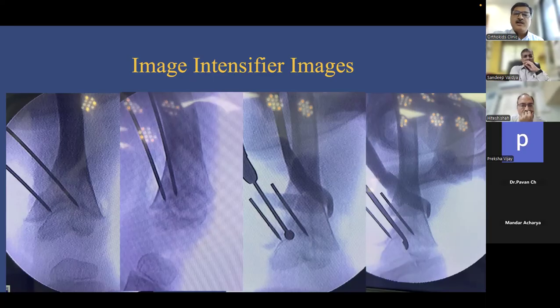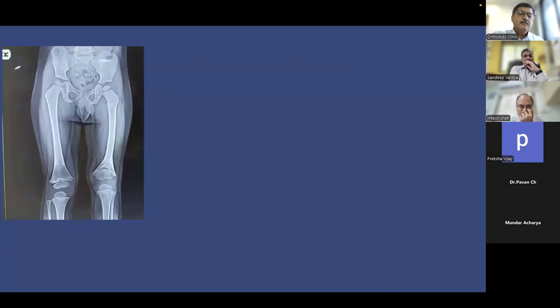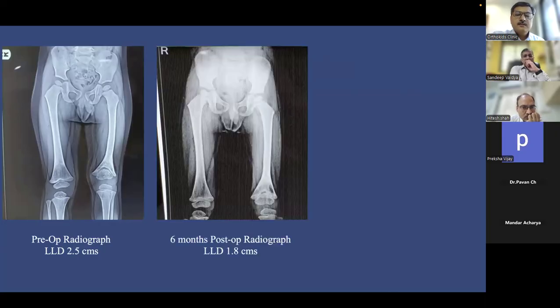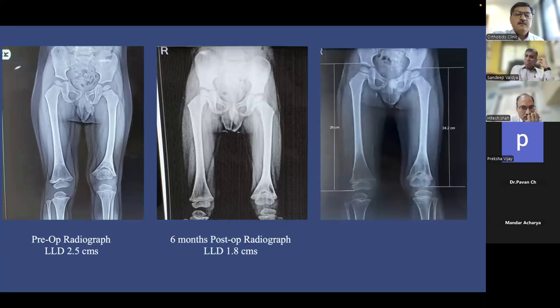This was the preoperative radiograph where the limb length discrepancy was noted to be around 2.5 centimeters. At 6 months follow-up, the discrepancy was 1.8, and at 1 year follow-up, the limb length discrepancy remained 1.8 centimeters.